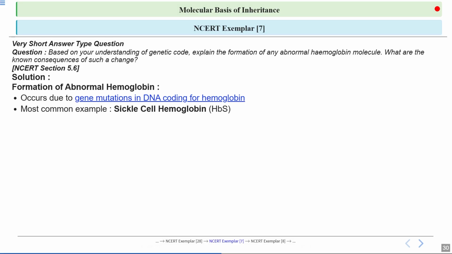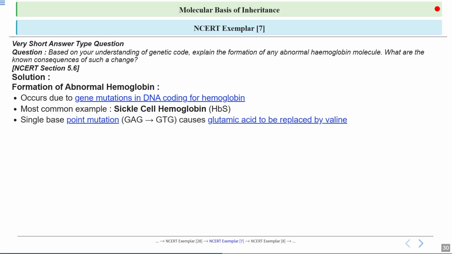Due to this change in only one base pair, the codon is changed and this codon now codes for another amino acid. Usually in normal hemoglobin, this codon codes for glutamic acid, but in the case of sickle cell anemia, it codes for valine. So here there is a single nucleotide polymorphism, or you can say a point mutation. It is occurring at one point only, and there is a change in only one base pair.